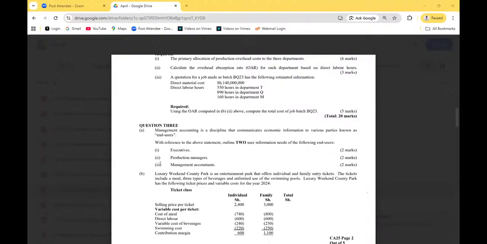Now, the executives, number 1, there's what we call strategic insights. The strategic insights here, the executive needs high-level information that aids in strategic decision making, such as profitability analysis, market trends, and long-term financial projections, right?